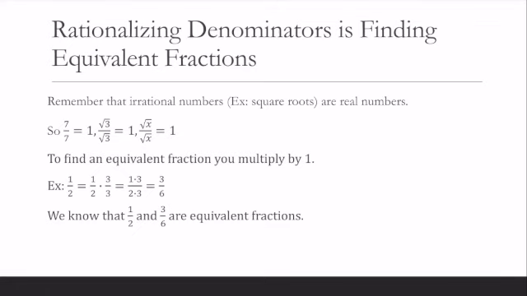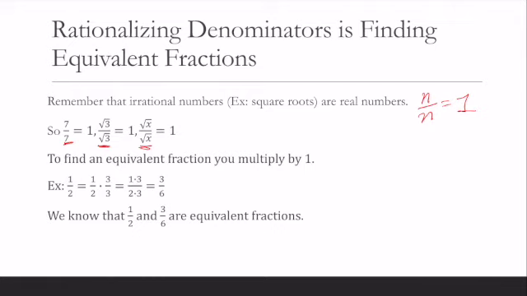Rationalizing a denominator is the same as finding an equivalent fraction. So remember that irrational numbers are real numbers, and any real number over itself is equal to 1. That's one of the really unique properties of 1. So if I have 7 over 7, that's 1. If I have the square root of 3 divided by the square root of 3, that's 1. And if I have the square root of x over the square root of x, that is 1.